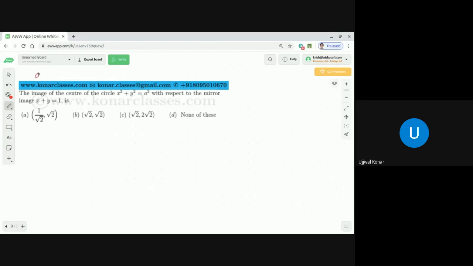This is question number 2, dear students. And question number 2 says that the image of the center of the circle x square plus y square equal to a square with respect to the mirror x plus y is equal to 1 is what?